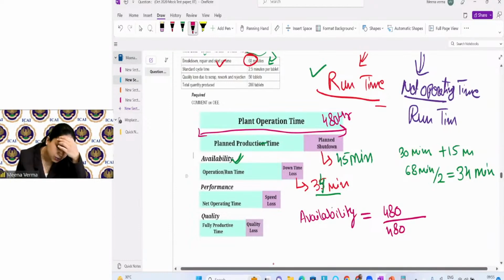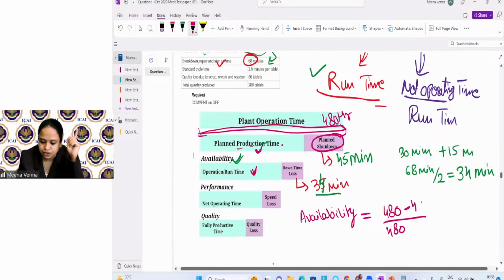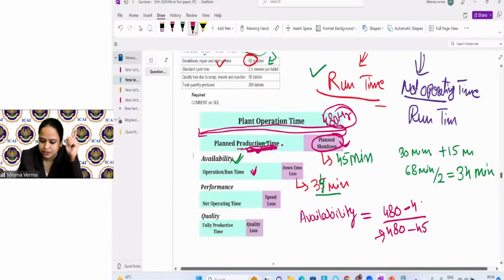Now, when you want to find out the availability, in the numerator we have to consider the run time, and in the denominator the planned production time. To find the planned production time, you have to consider the total time minus the planned shutdown time, which is 45. So in the denominator we consider planned production time, and in the numerator the run time.